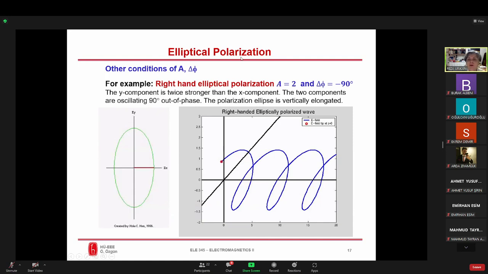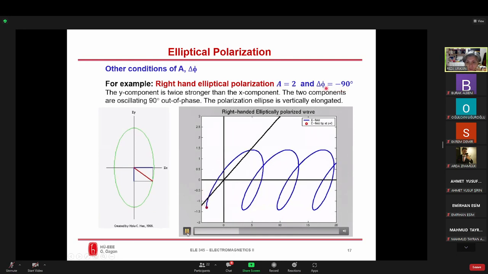Okay, so the elliptical polarization is the most general case. You can have any ratio of A or any phase difference. As I mentioned before, the circular and linear polarizations are special cases of elliptical polarization. So depending on your amplitude ratio, you can have any type of ellipse, and depending on your phase difference, you can have a left-hand or a right-hand elliptical polarization. For example, in this case, you have the right-handed elliptical polarization.